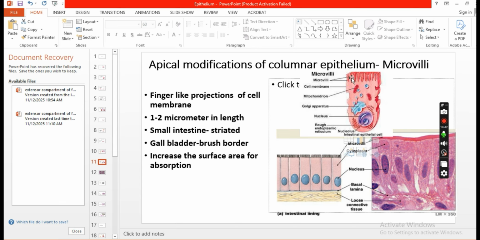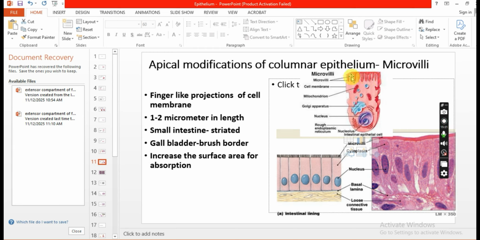Actually, what is this microvilli? They are nothing but finger-like processes of the cell membrane. The cell membrane in the apical region is thrown into folds. So what would be the benefit? The surface area of the individual cell is increased. That means a better, wider area for absorption. So naturally, this kind of microvilli-lined columnar cell can be seen in the small intestine.